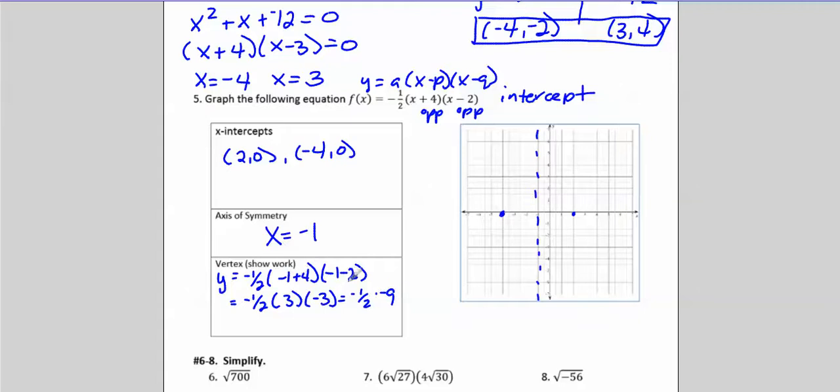All right, so it looks like negative times negative, I'm going to get a positive y value of 9/2, which is about 4.5. It's actually equal to 4.5. So my vertex is negative 1, 4.5, which means that, oops, that's a negative 4.5. Sorry about that. So that means my parabola goes through my vertex and it goes through these x-intercepts.